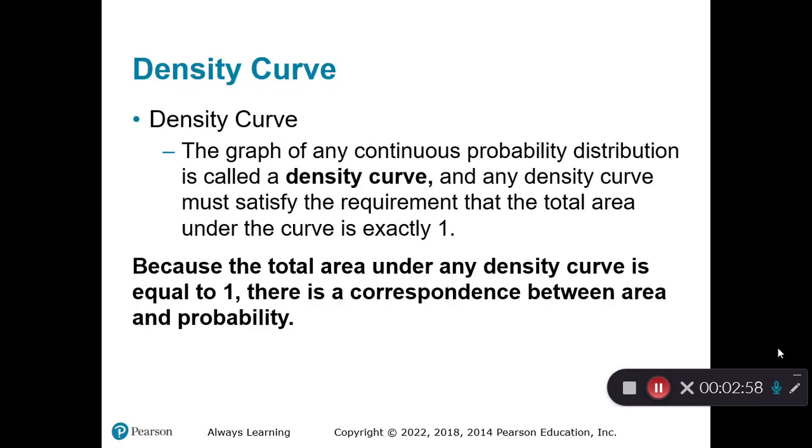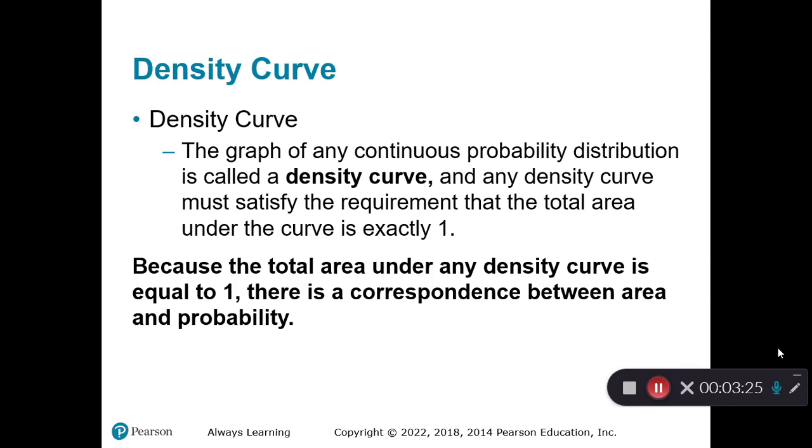Let's talk about what a density curve is in general. The graph of any continuous probability distribution is called a density curve, and any density curve must satisfy the requirement that the total area under the curve is exactly 1. Because the total area under any density curve is equal to 1, there's a correspondence between area and probability.